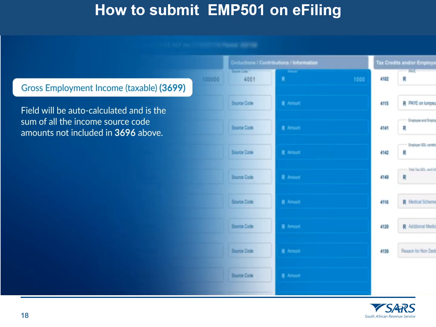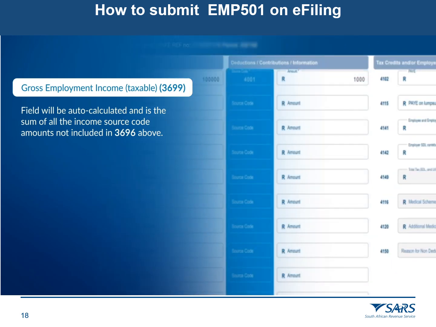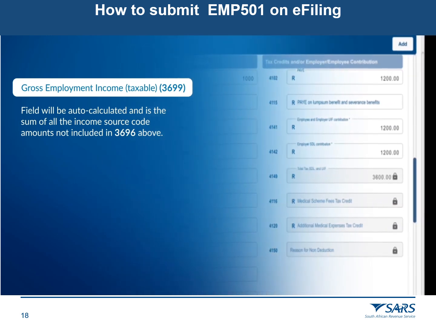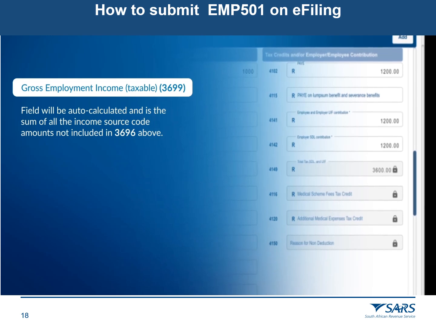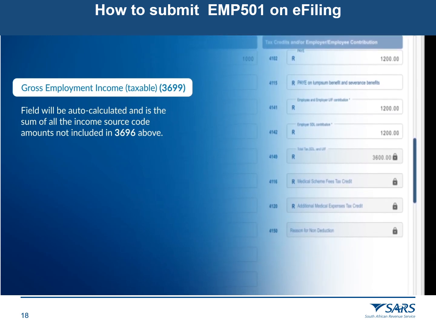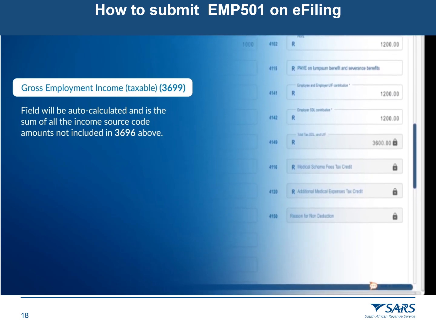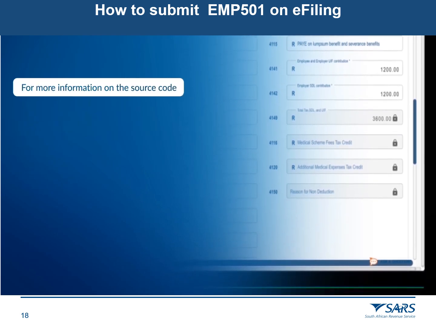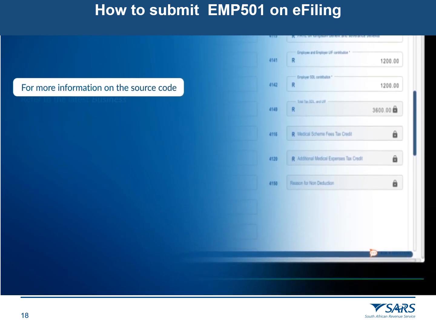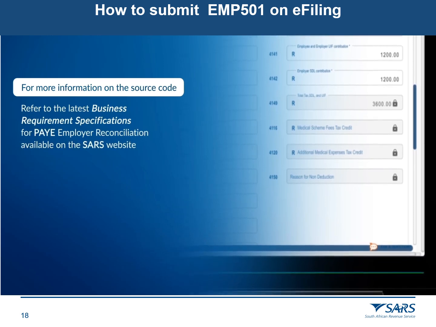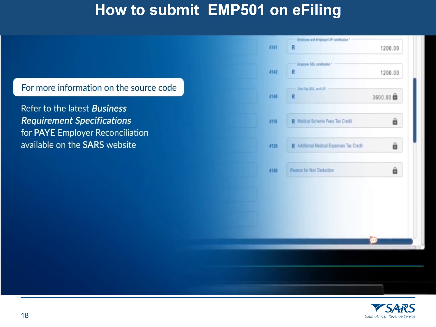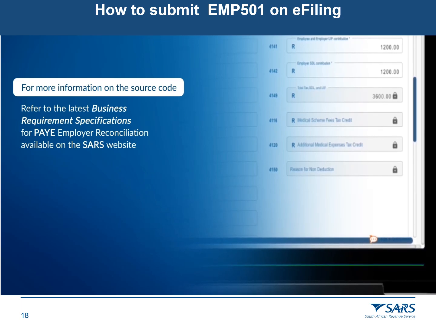Insert the amounts, rands only, and the source codes applicable to all amounts deducted, including employer information codes, for example, codes starting with 44. Note that you must use rand and cents when completing the fields under this section. Complete all the mandatory fields. For more information on the source codes and descriptions, refer to the latest Business Requirement Specifications for PAYE Employer Reconciliation available on the SARS website.